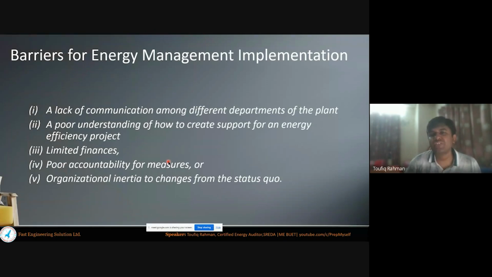What are the barriers to energy management implementation? Barriers, of course, include the communication between the departments. If you work in an industry, you see that different departments work differently.